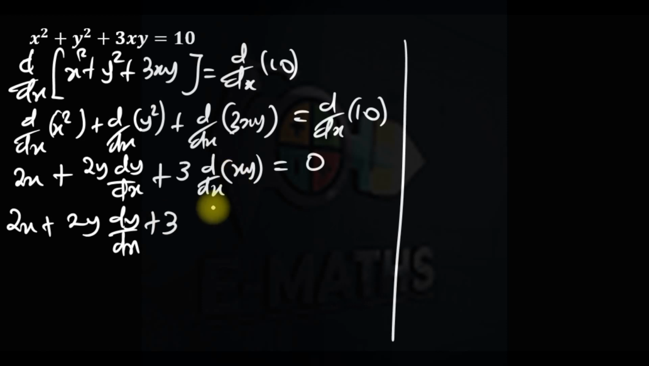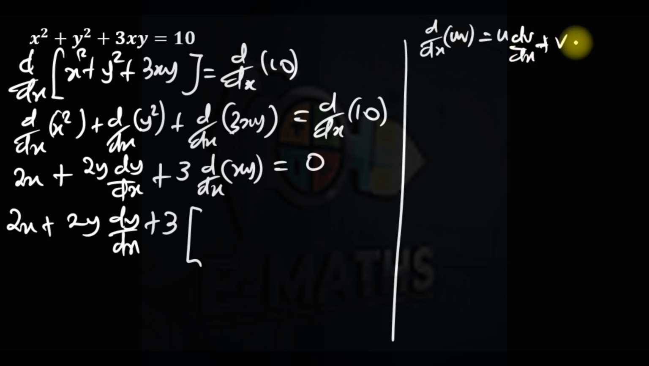So this is the product rule, uv. Do you remember the derivative of that? If you remember from our product rule, if you differentiate uv, where u and v are functions of x, it is u dv plus v du. Do you remember the product rule? So that's what we are going to use here.